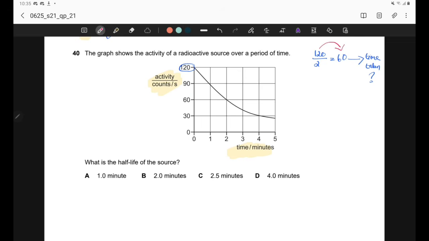So we can look at the graph. Initially this was 120, and when it reaches 60, this point represents 60 activity. So what is the total time taken to change from here to here, from 120 to 60? This is the time taken, and we clearly see it is 2 minutes. Therefore the correct answer is 2 minutes.